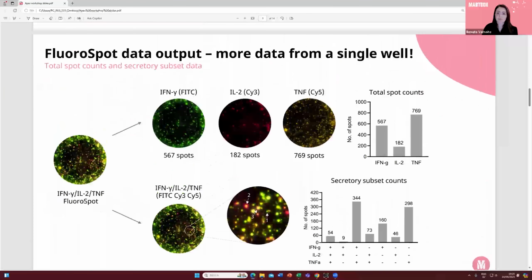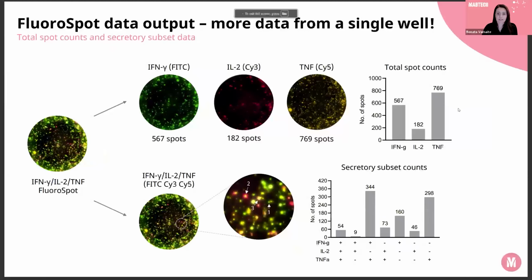So with FluoroSpot, the biggest strength is that you get so much more data out of a single well compared to ELISpot. If you look at, for example, this triple color FluoroSpot, it's interferon gamma, IL-2, and TNF. In this case, you could just be looking at each individual channel separately: interferon gamma total counts, IL-2 total counts, and also TNF total counts. But in addition to that, we have something even more exciting, which is you can look at co-secretory profiles.